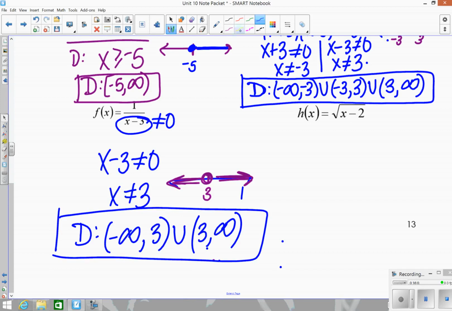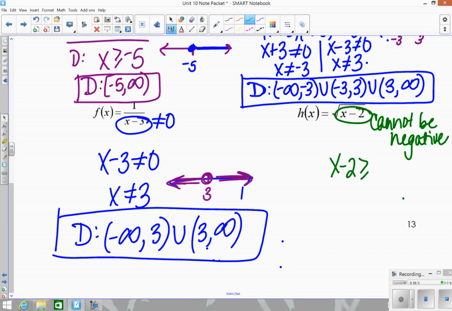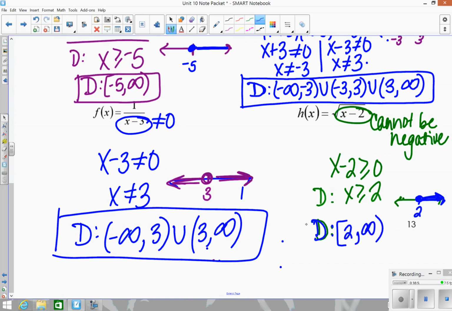And then the last one here, we have a square root, so this cannot be negative. So that means you take that and you're going to set it greater than or equal to 0, because basically you have to make it so that it's positive or equal to 0. It just can't be negative. You solve it, we get x is greater than or equal to 2, so you could say the domain is that, but typically we write our domain in interval notation. So if you look at this on a number line, we would have 2, a filled in circle there, and x is bigger than that. So you'd shade to the right. So we would be, for the domain, starting at 2 with a square bracket, going to positive infinity. And that would be it for that.